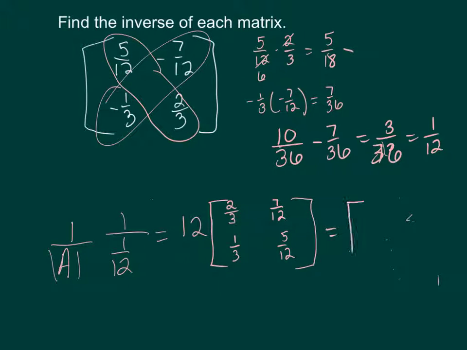Now we distribute the 12. 2/3 times 12 is 8. 1/3 times 12 is 4. 7 over 12 times 12 is 7. And 5 over 12 times 12 is 5. So that would be your multiplicative inverse.